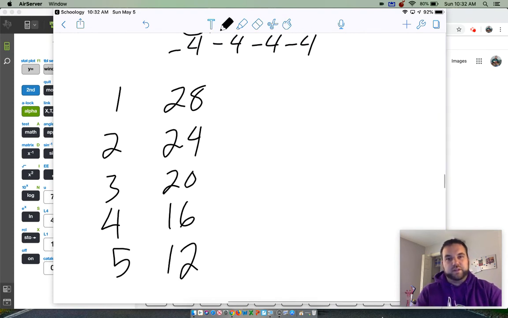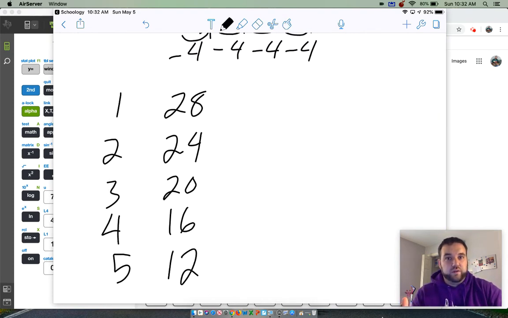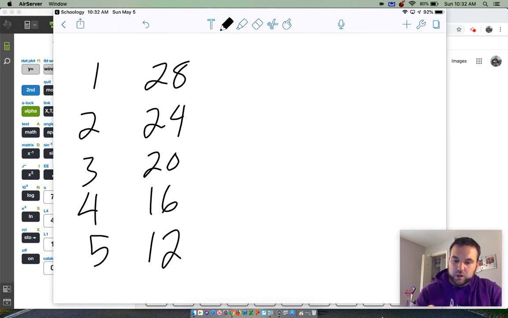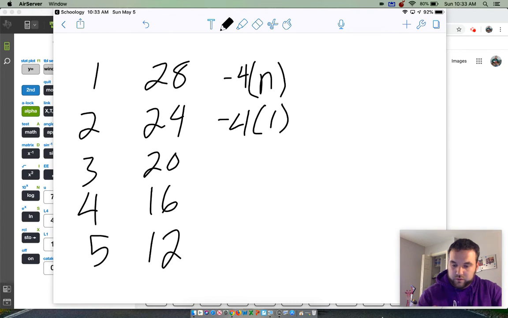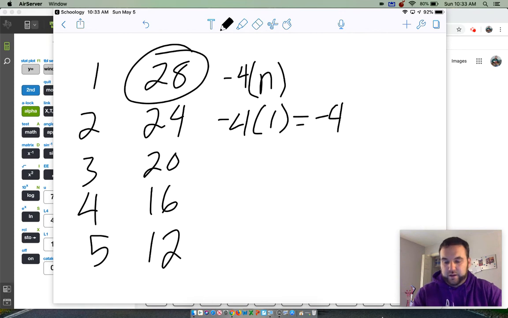Again, this is tough because if you've already seen the 9.2 video, we have an easier way to write this function or this formula. But one way to write this is to say, okay, I'm going to take the n value and multiply it by negative 4 because I know that's my pattern. So if I take negative 4 times 1, that's going to give me negative 4. But the first term is 28, not negative 4. So in order to get 28, I would have to add 32 to this.